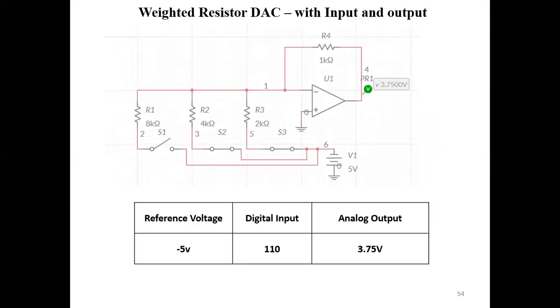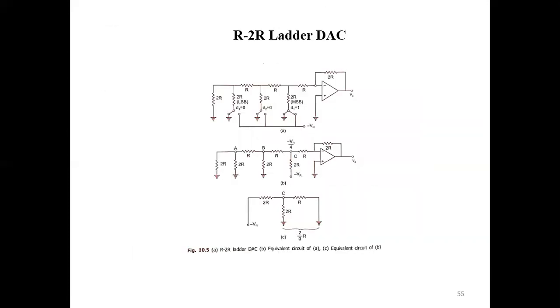In the weighted resistor DAC, we have a drawback. What is the drawback? When increasing the number of bits, the resistance value increases. If you go for 8 bits, it will produce problems, because the resistance will be in the megaohm range. We are using a reference voltage of 12 volt, so it will affect the total stability of the system. So we cannot use the weighted resistor DAC for many applications, and we go for the R2R DAC.